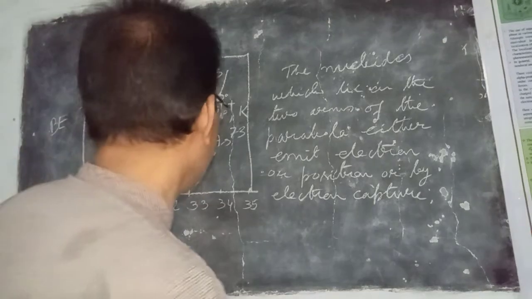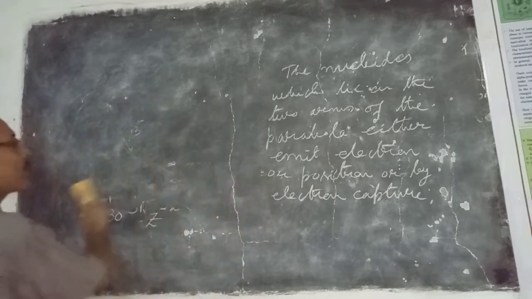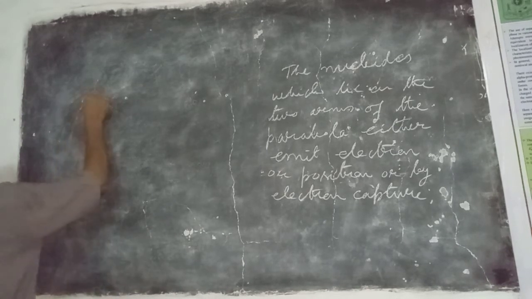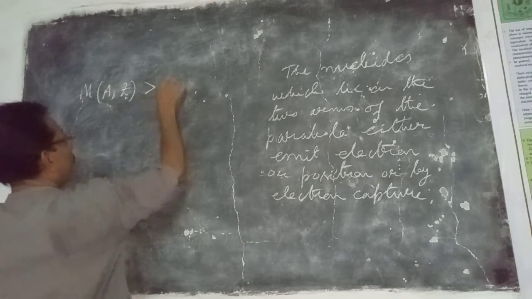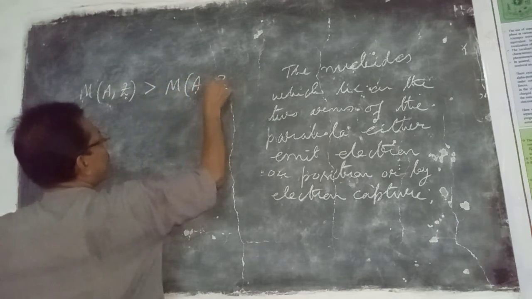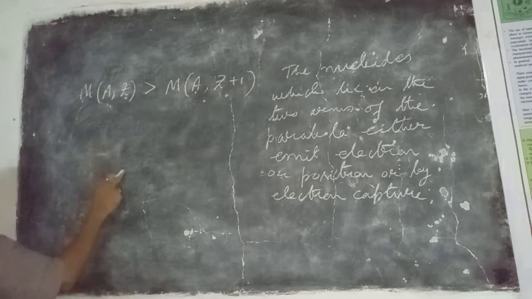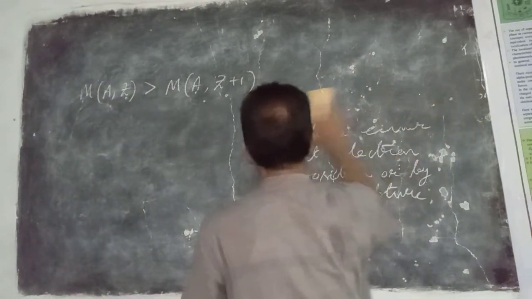Now, therefore, one can write that if the mass of this isobar of A, Z is greater than the mass of A, Z plus 1, that is on this side, then in that case, zinc 30 has the larger mass than Z equal to 31. Then what will be emitted? Electron emission will take place.